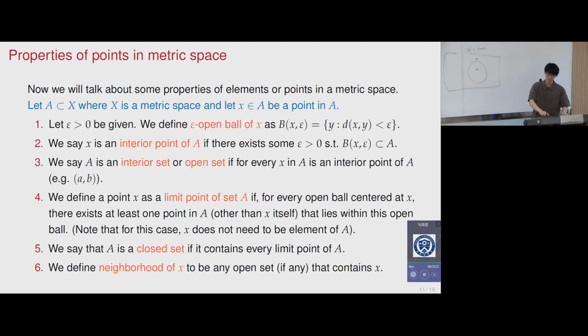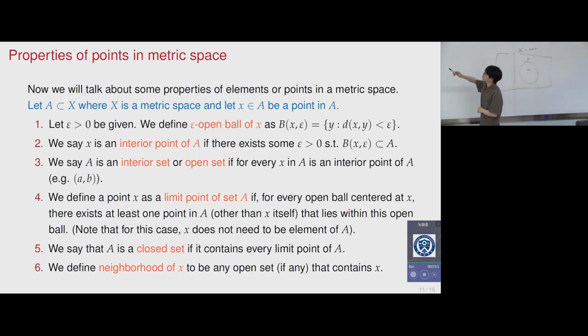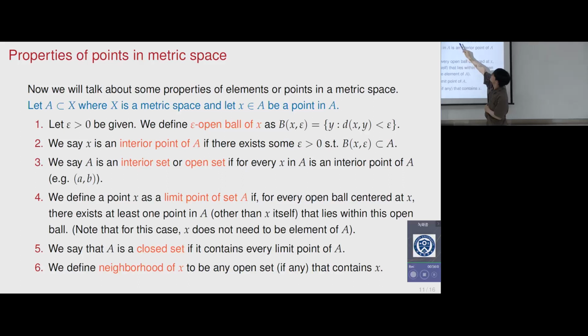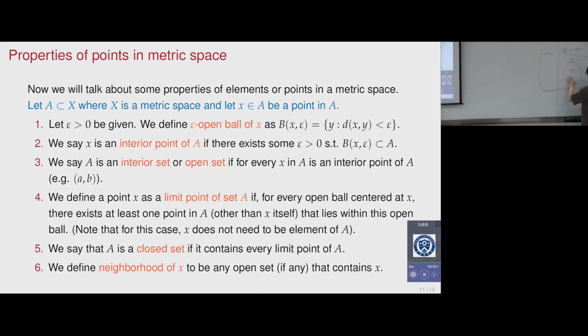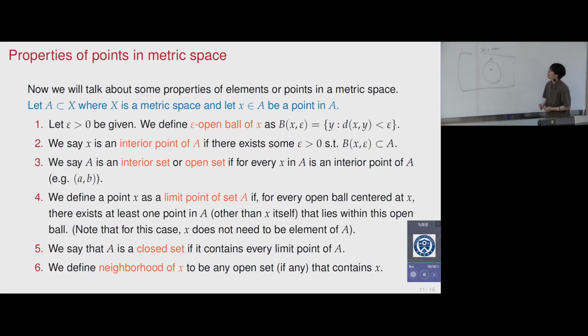See? So X and epsilon are fixed. And we're thinking of the set of all elements whose distance from X is smaller than epsilon. So graphically, let's say the distance is like this. So epsilon is about this big. This is epsilon, right?